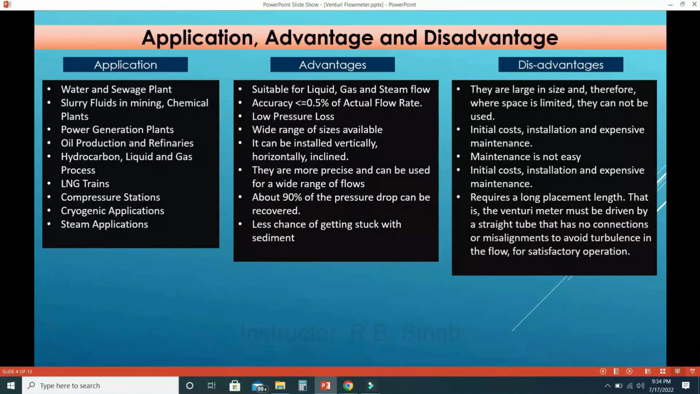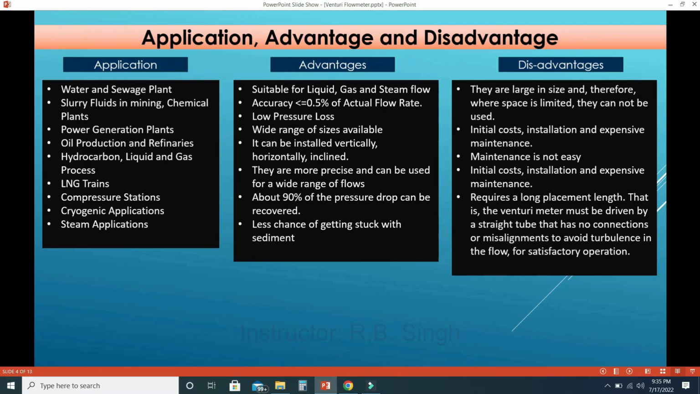Application of Venturi meter can be in water and sewage plant, slurry fluid in mining applications and chemical plants, power generation plants, oil production and refineries, hydrocarbon liquid and gas process, LNG trains, compressor station, cryogenic applications and steam applications. So we can see there are lots of applications of Venturi meter. It is most widely used flow instrument in EPC sector.